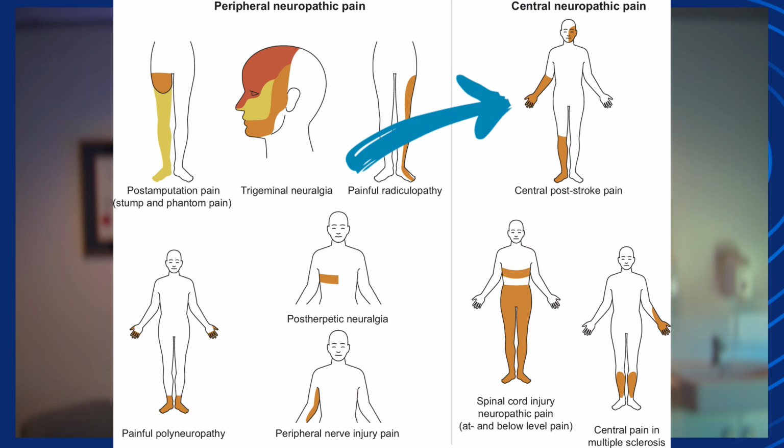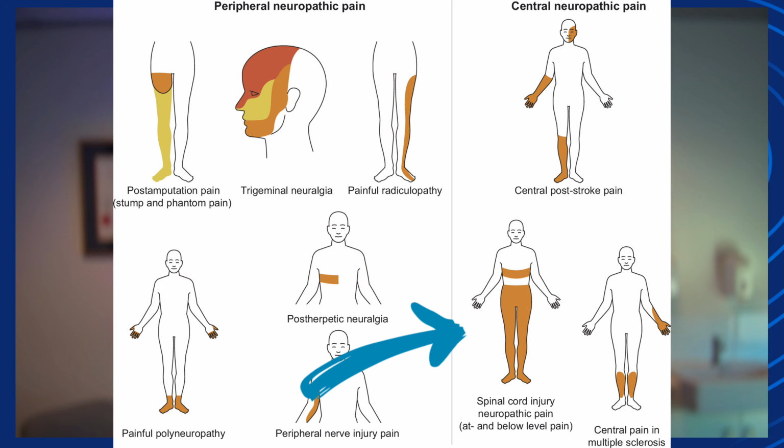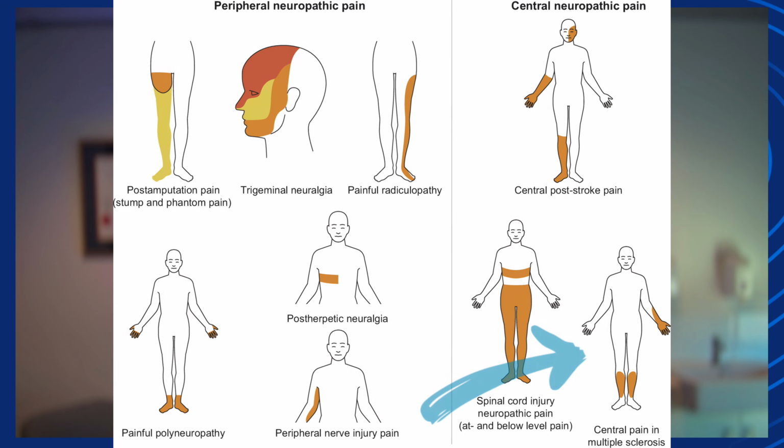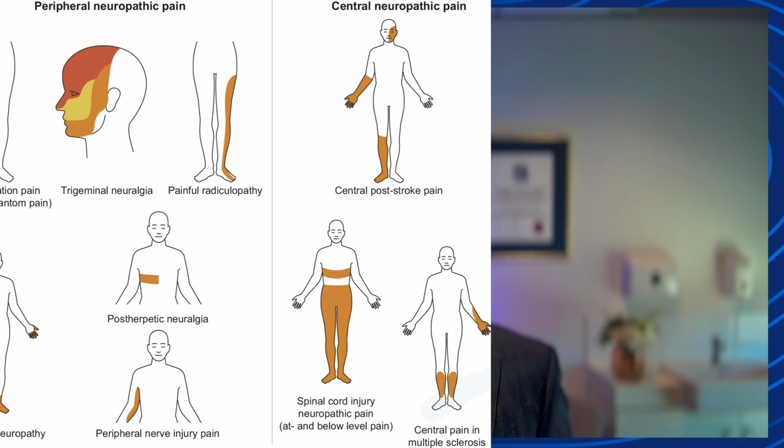It could be a stroke, post-stroke pain. It could be spinal cord injury pain, or pain after spinal cord injury. Other diseases of the central nervous system include multiple sclerosis. So these are things that affect the central nervous system that can trigger pain.